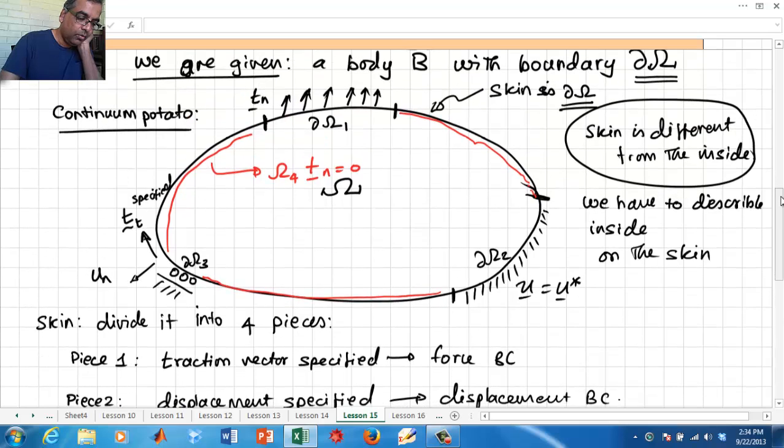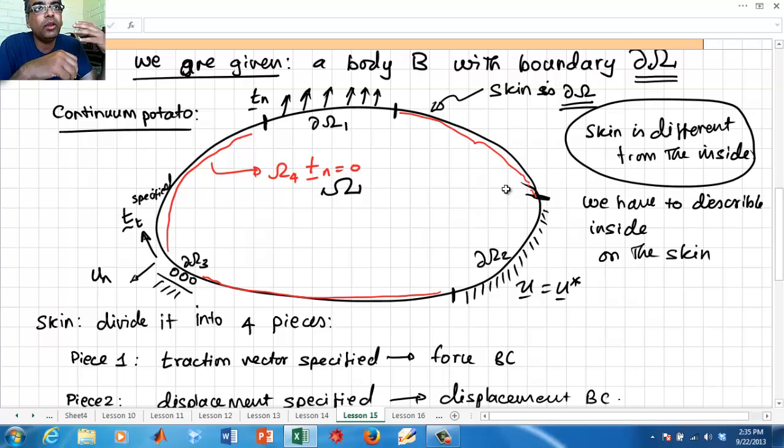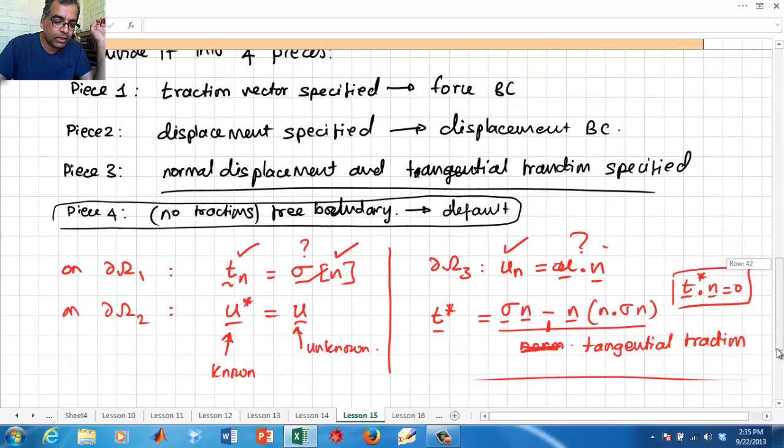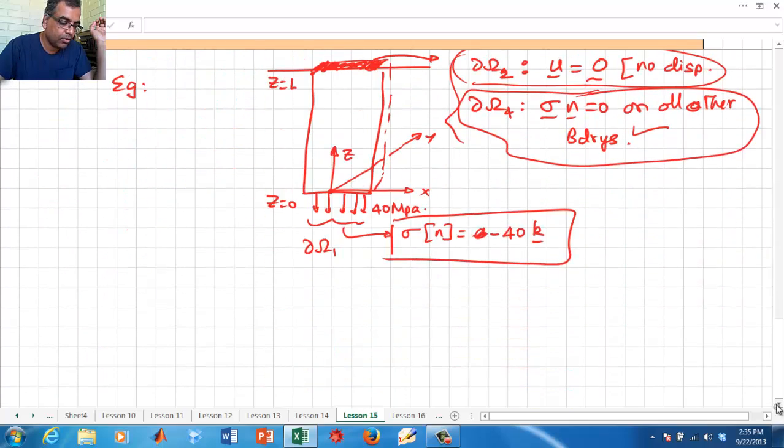If you remember, we had our continuum potato and we looked at the skin. The skin of the potato has four pieces. There's a place where non-zero force tractions, forces per unit area, are given. That's up here. Then there's a place where displacements are specified, that's down here, and there's a place where normal displacements and tangential tractions are specified, and then there is a space where nothing is specified, but in reality nothing means it's free. That free boundary means tractions are zero. So that's the four pieces, and we wrote down the conditions on the four sides. Okay, and we saw an example.